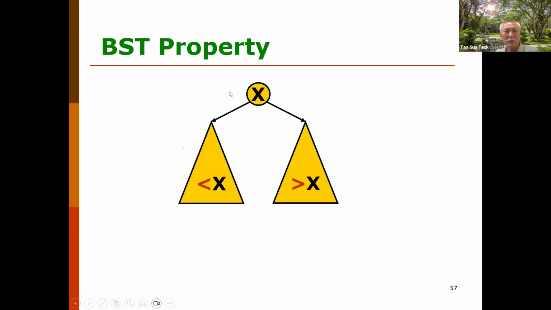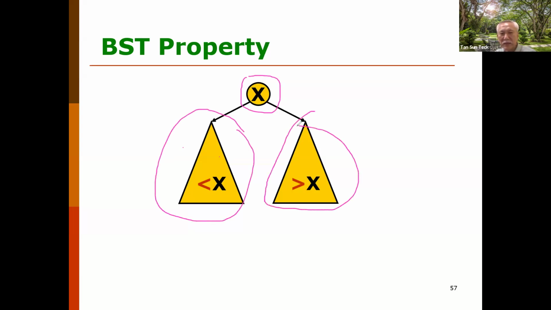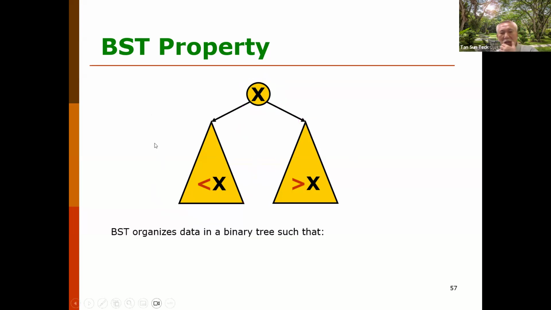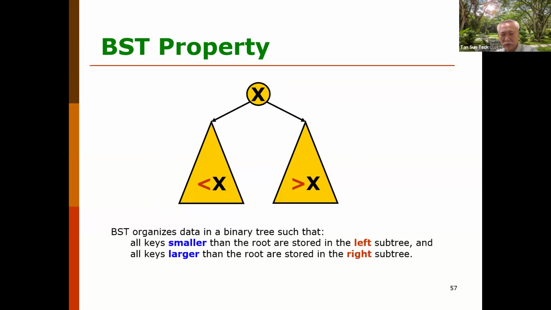Right, so the BST property, you can use this picture to represent it. So this X is a value. Everything on the left side is less than X. Everything on the right side is greater than X. That's it. That is the property of a BST. Organize the data in such a way that all keys smaller than the root are stored in the left subtree. All keys that are larger than the root node are stored in the right subtree.